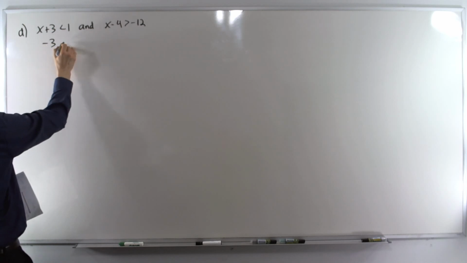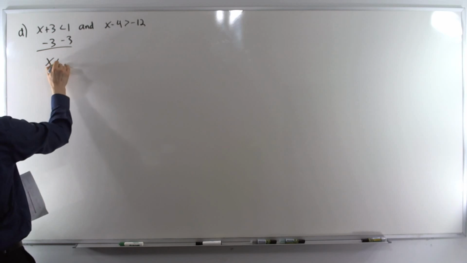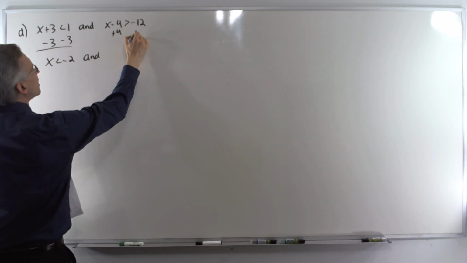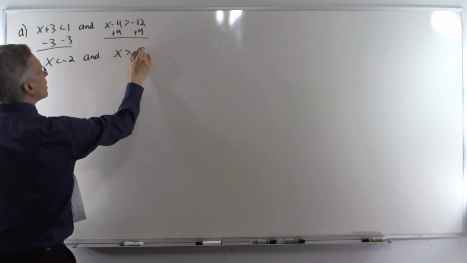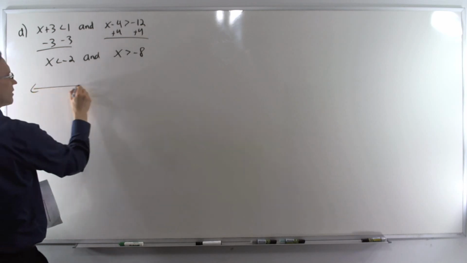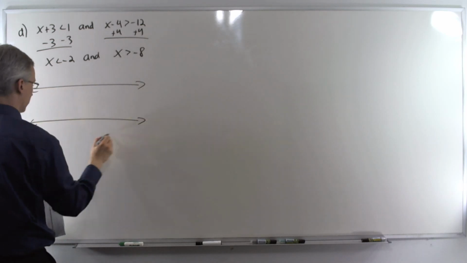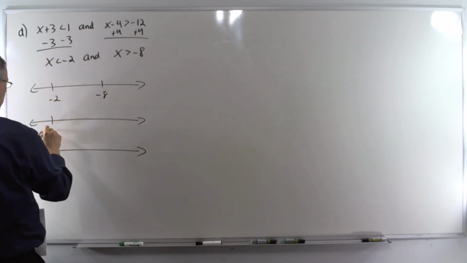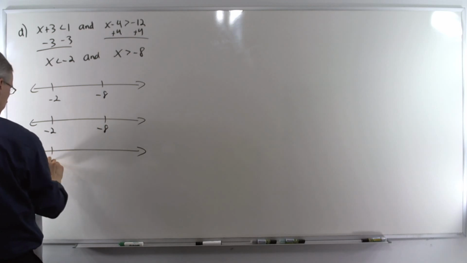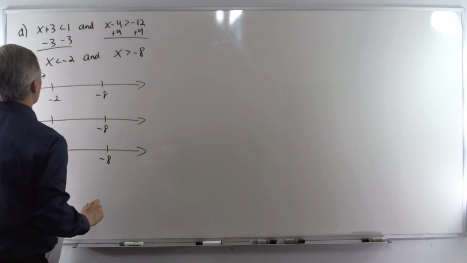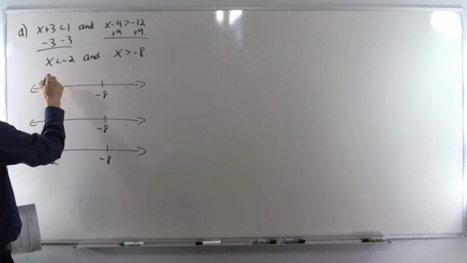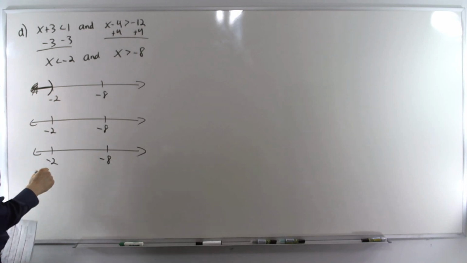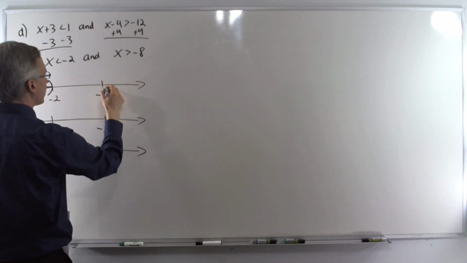Part D, we're going to solve these. Get x less than -2 and x greater than -8. So x less than -2 is strictly less than, so that's the parenthesis going all the way to the left. X greater than -8.